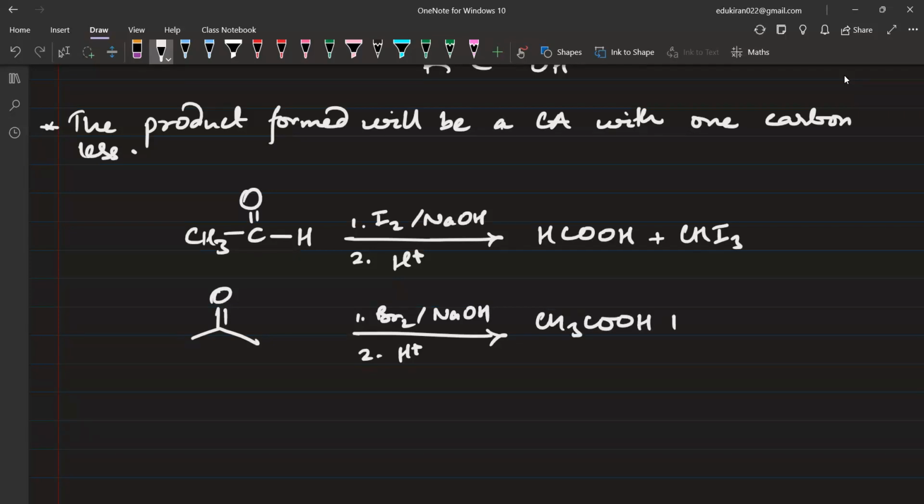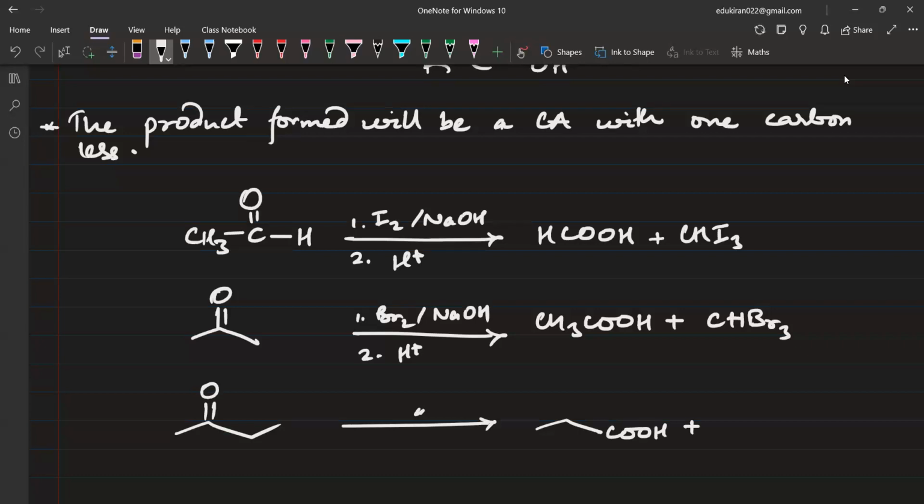CH3COOH plus CHBr3 हो जाएगा अब, है ना? That is bromoform. Okay. If you have 4 carbon atoms like this, double bond O, same reagents, then what are we going to get? 4 carbon atom का 3 carbon atom कर दीजिए, COOH कर दीजिए, plus you will have CHBr3. ठीक है? So this is all the method of preparation of carboxylic acid.